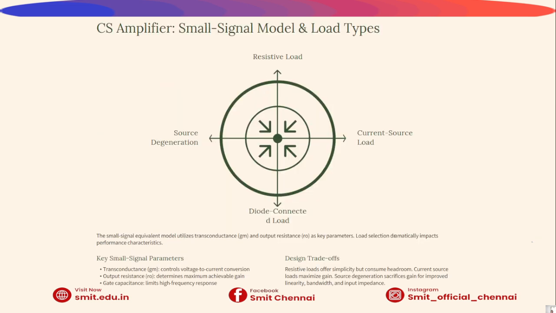Next we see about the common source amplifier. The small signal model uses transconductance gm and output resistance ro. These two parameters largely define the gain. The load choice is crucial. Resistive loads are simple but waste headroom. Current source loads maximize gain, and source degeneration improves linearity and bandwidth at the cost of gain.